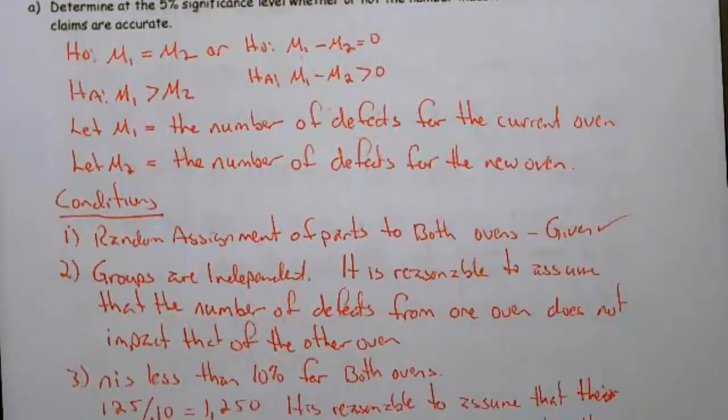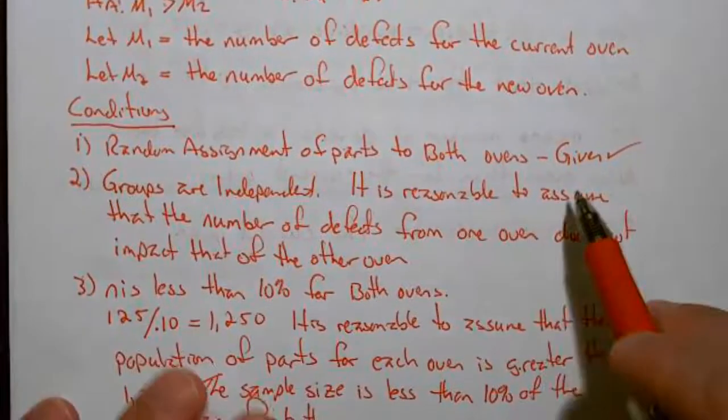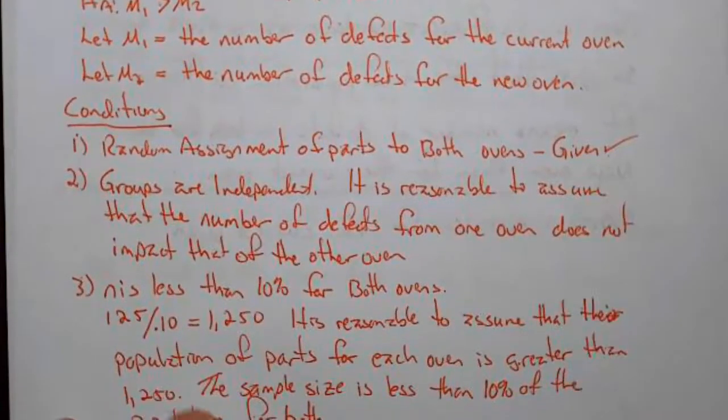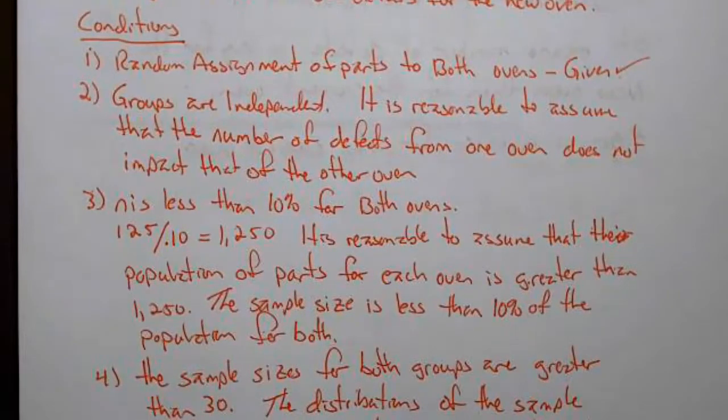All right, so conditions: random assignment of parts for both ovens was given. They flipped a coin, right? The groups are independent. It's reasonable to assume that the number of defects from one oven does not impact that of the other oven. N is less than 10% for both ovens. So in this case, we had sample sizes of 125. So it's reasonable to assume that the population of parts for each oven is greater than 1250. The sample size is less than 10% of the population for both.